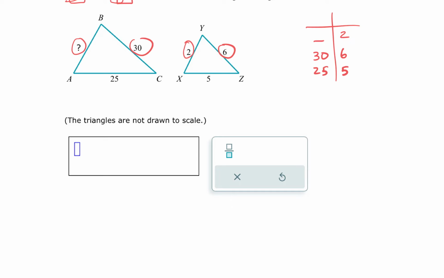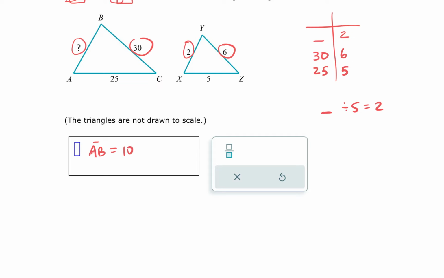And I can tell right away, it looks like the rule is dividing by 5. So I'm going to say what divided by 5 equals 2. And that answer is going to be 10. So side AB is equal to 10 units.